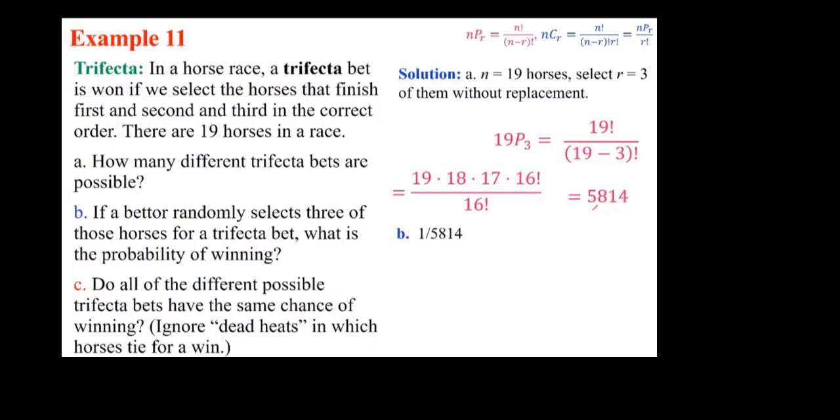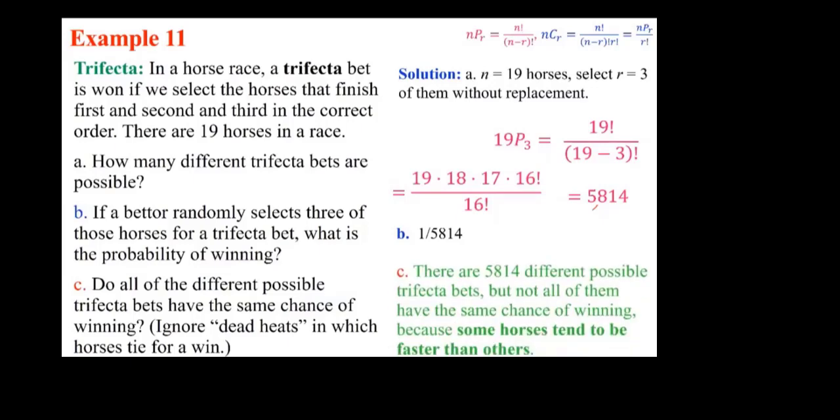5,814 ways. The last part asks, if that is the case, do all different possible trifectas have the same chance? And the answer is, although there are 5,814 different possible trifecta bets, not all of them have the same chance of winning because some horses tend to be faster than others.